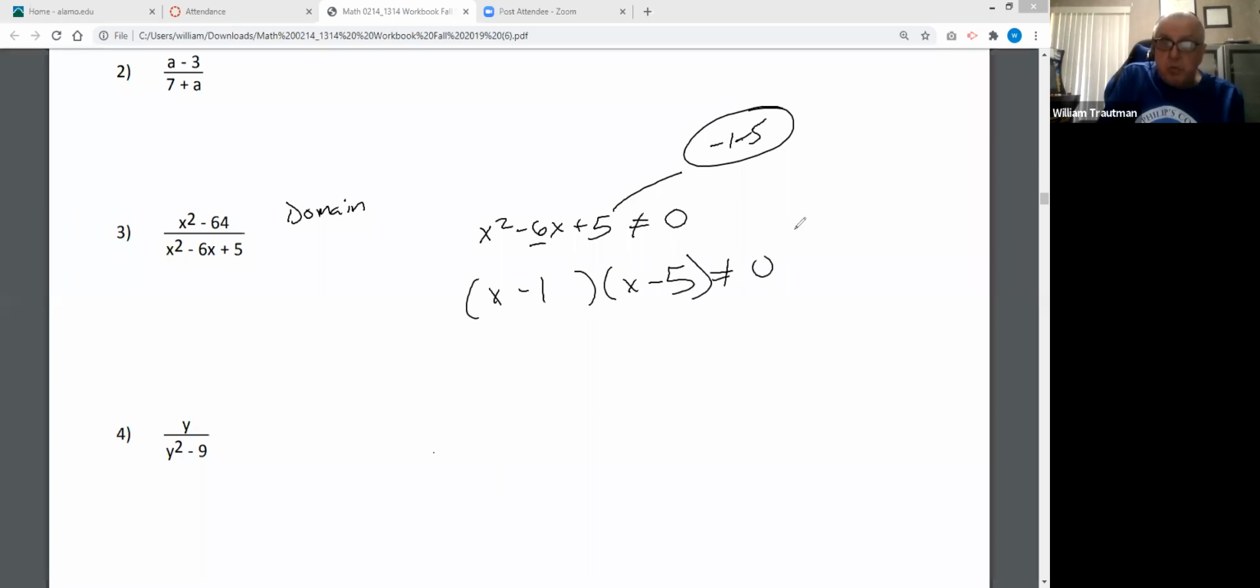This cannot equal 0. By the way, before I move on, I want to talk about the 0 multiply rule.